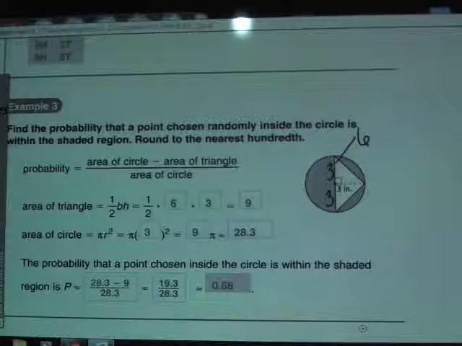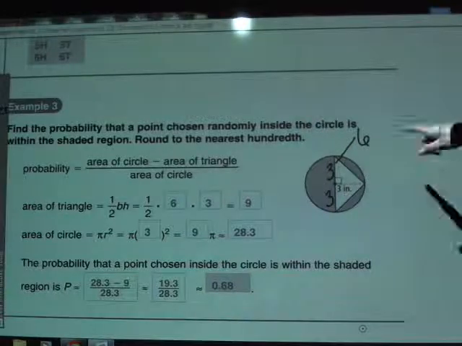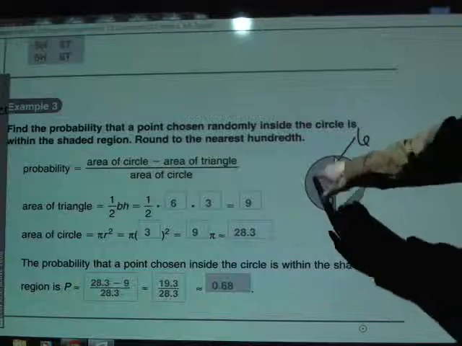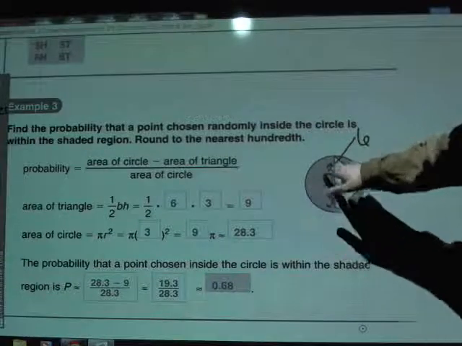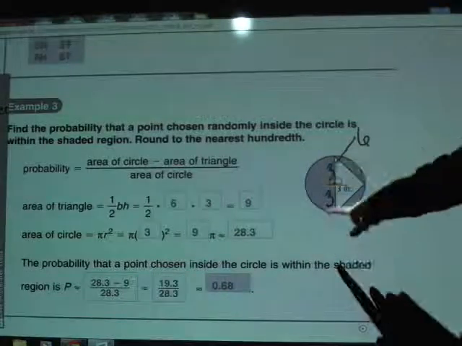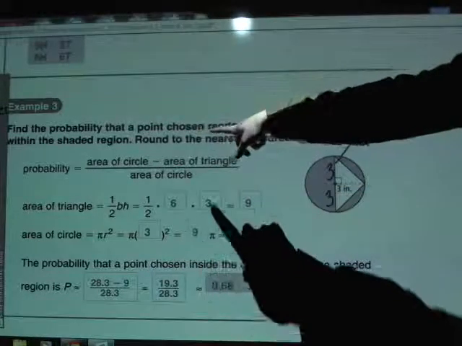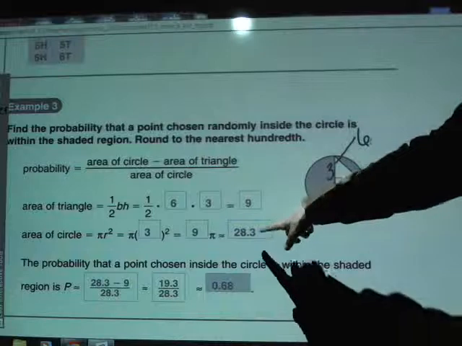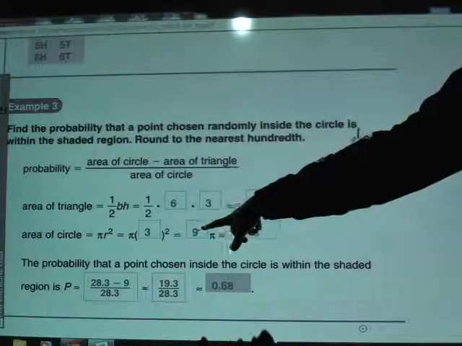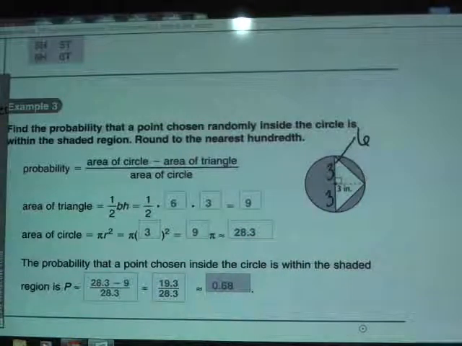All right, so again, to find my winning areas here, I'm going to take the area of the circle and subtract off the triangle, because a win is landing somewhere in one of these little shaded spots. All right? So, as you can see, again, they're taking the circle and subtracting the triangle. So they're subtracting this 28.26 and the 9, or they rounded off to 28.3 and 9, and they got 19.3.